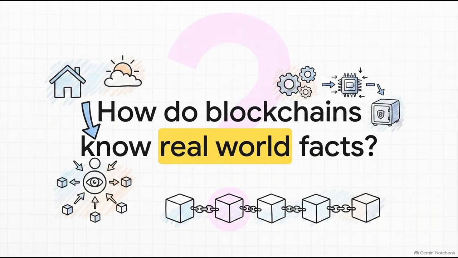By design, blockchains are these strict, deterministic, isolated environments. Every single node has to execute the exact same code and reach the exact same result. A smart contract cannot simply Google the current price of a house or check an API for weather data. Why? Because different nodes might get slightly different answers, and that would break the entire consensus. To fix this, it requires an oracle.